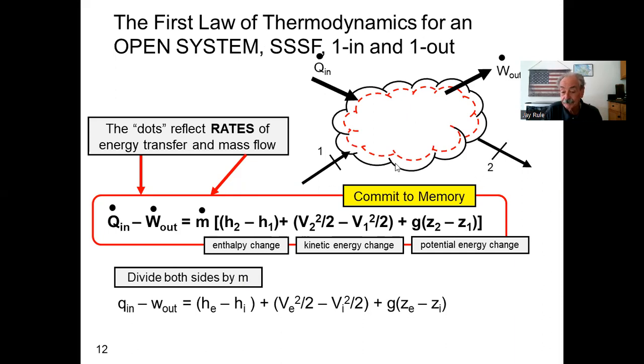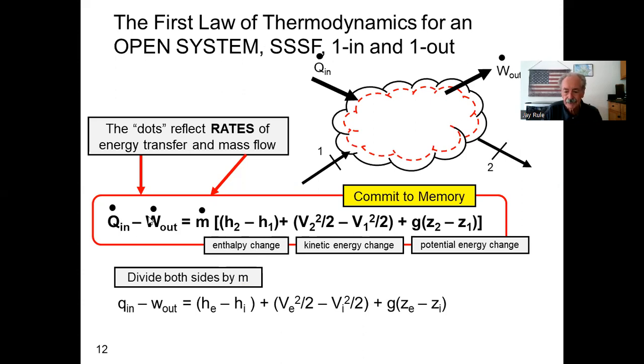Based from a datum, how high point 2 is and how high point 1 is. That's potential energy. Okay, you got to commit this to memory. You got to get this in your memory bank. Okay, so wait a minute. Hard to memorize this. Well, let's see.